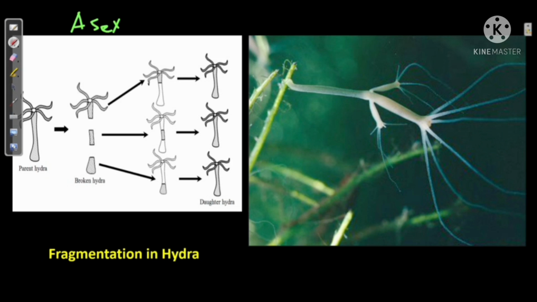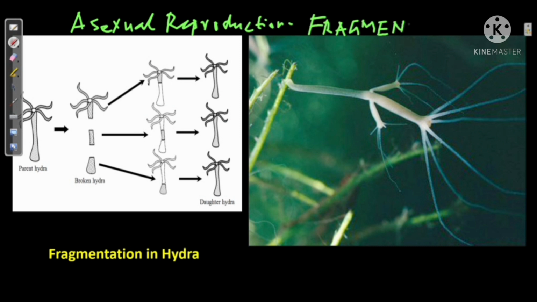In asexual reproduction, there is one method called fragmentation. From the textbook, what you have to study is fragmentation. They have given one example, Hydra.